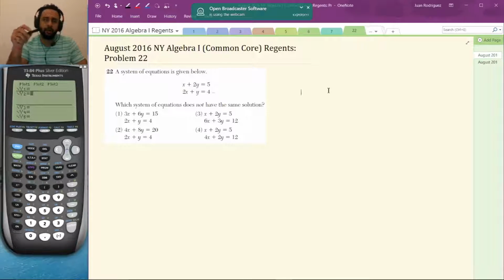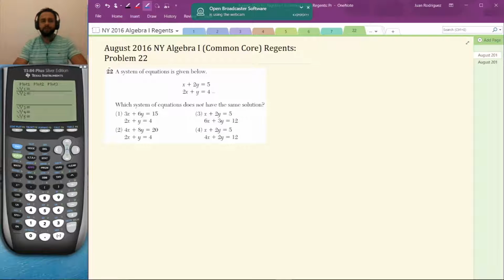Today we're working on the August 2016 New York Algebra 1 Common Core Regents, problem number 22. If you want to find these exams, they're freely available online. Go to nysedregents.org. Click on the appropriate tabs, and all these tests are freely available.